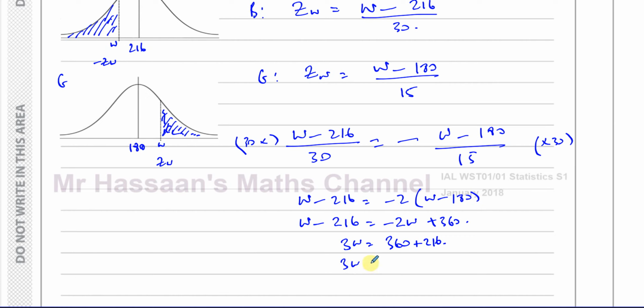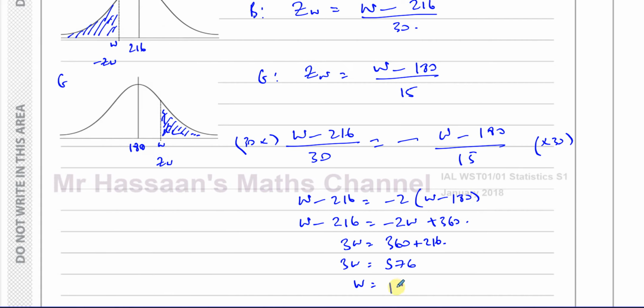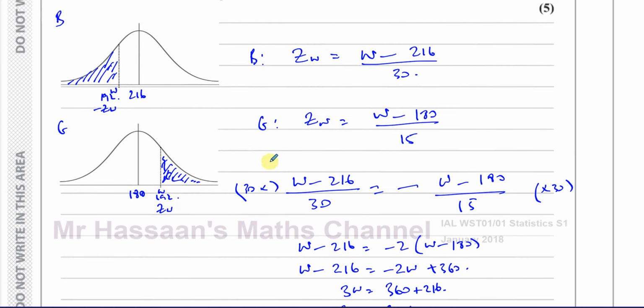So 3W equals 576. So W equals 576 divided by 3, which gives us 192. So W is 192 kilograms. So we know that this is 192, that makes sense. That's less than the mean, that's more than the mean, right?